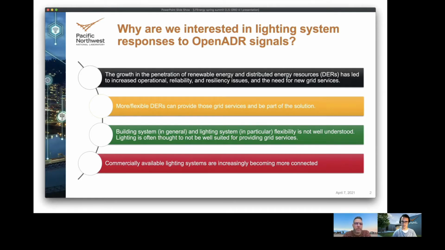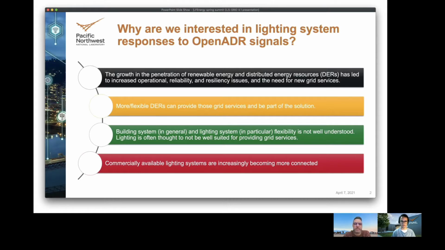Well, at a high level, the growth and penetration of renewable energy and distributed energy resources, otherwise known as DERs, has led to increased operational reliability and resiliency issues on the grid, and therefore the need for new so-called grid services, or means for mitigating these issues. We think, and others think, more flexible DERs can provide those grid services and be part of the solutions. And one type of flexible DER is a building.